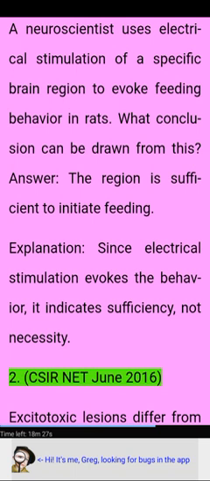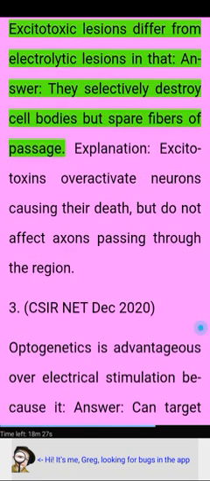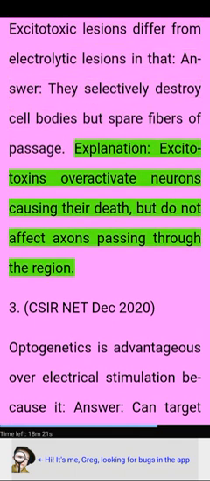2. CSIR-NET June 2016. Excitotoxic lesions differ from electrolytic lesions in that. Answer. They selectively destroy cell bodies but spare fibers of passage. Explanation. Excitotoxins overactivate neurons causing their death, but do not affect axons passing through the region.